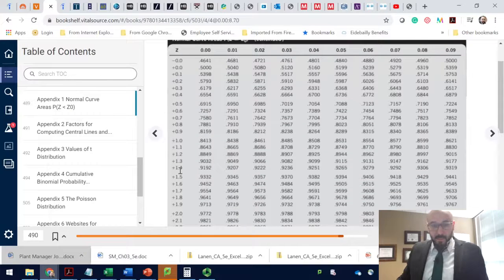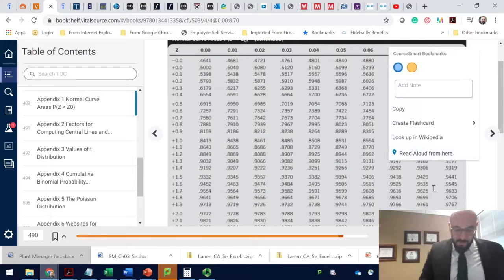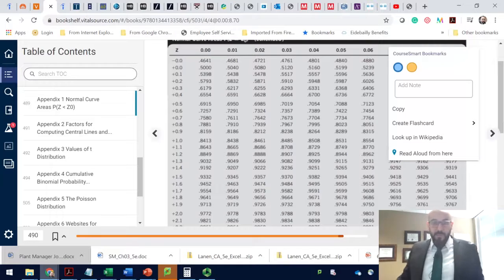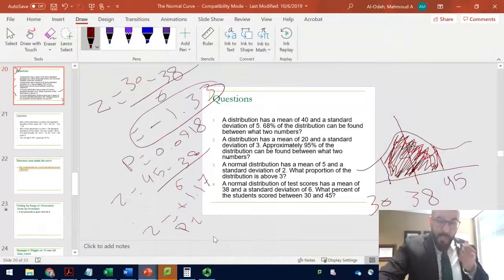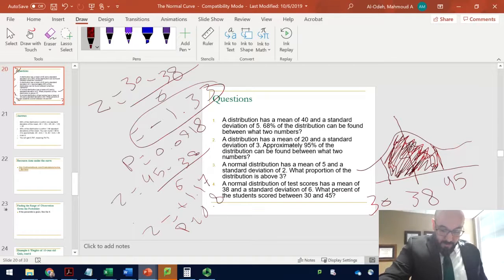So 1.1, it would be this value, 8790. Okay, let's put this one back on the answer. So that would be 0.8790. Okay, now we found the percentage for both values.